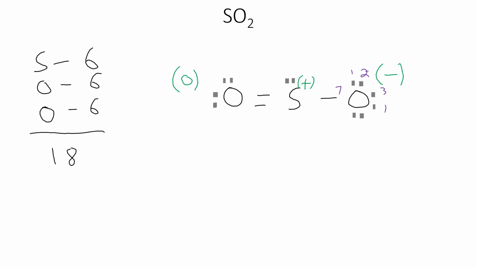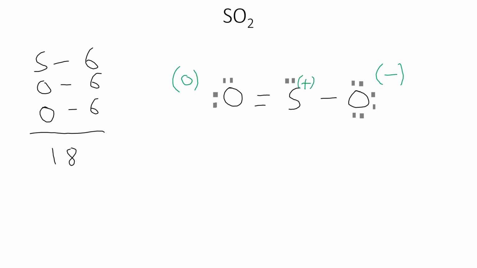And we can see when I erase all of our counting marks that not everything ended up with a formal charge of 0. The oxygen on the left had a formal charge of 0, but the oxygen on the right has a formal charge of -1. The sulfur has a formal charge of +1. So they don't always have to be 0.